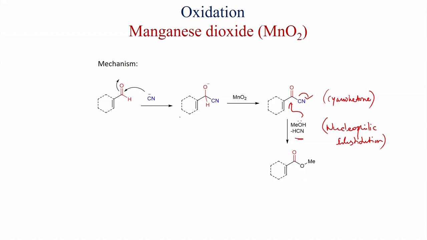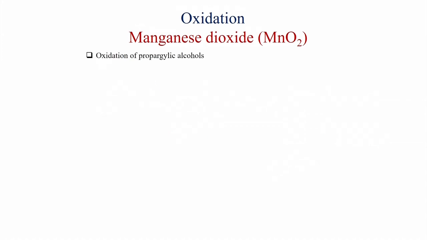So, this is a three step process. Cyanide will react first with the aldehyde to make the cyanohydrin, and the cyanohydrin is oxidized with MnO2 to the ketonitrile, and then a nucleophilic substitution reaction will happen to get the ester. In the presence of amide, the ammonia acts as a nucleophile, and here methanol acts as a nucleophile.